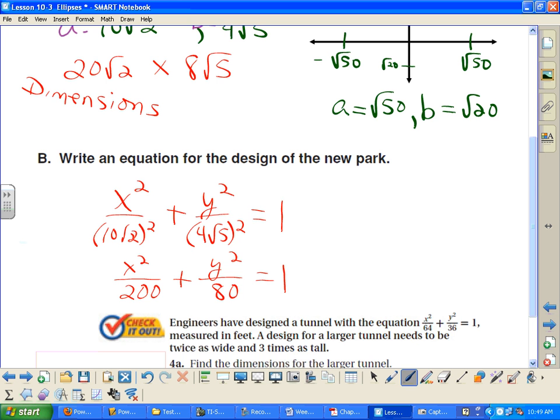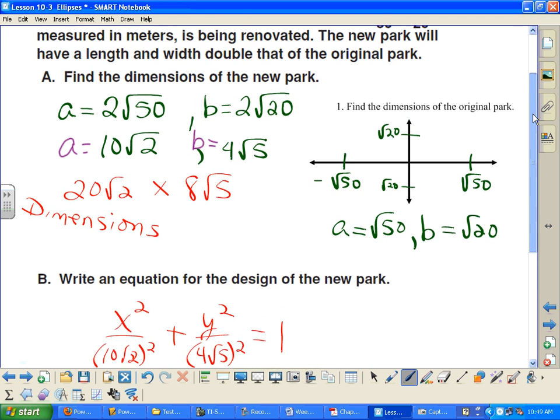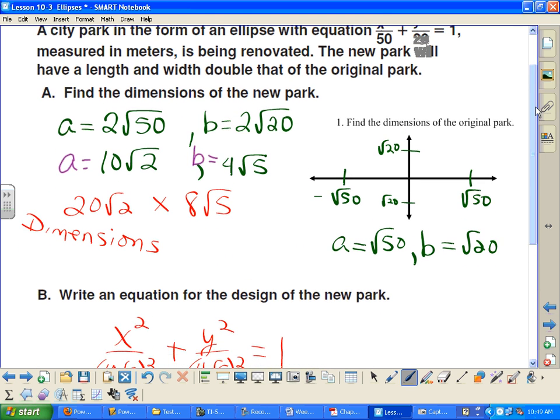Okay. So the dimensions is a tough part because you've got to think about what numbers you are using for A and B. And you have to be careful with them. Because A and B is only halfway across, not all the way across.